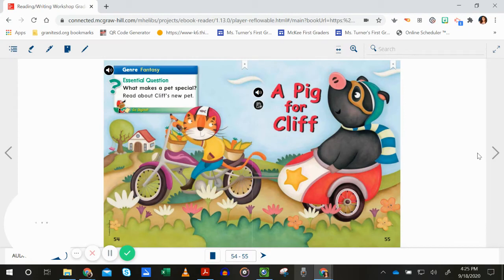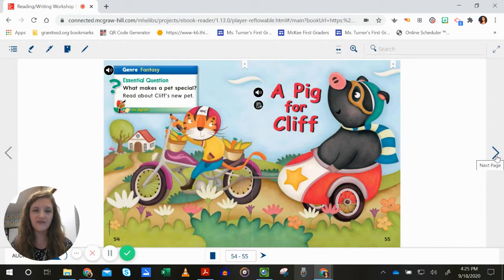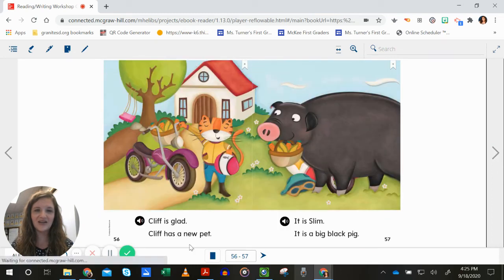So here we have A Pig for Cliff, and we see our little tiger friend Cliff pulling his pig Slim, right? And here is where we are introduced to them. So if I were to ask you, what do Cliff and Slim do first? Are they really doing anything here yet? No, it's just introducing the characters.